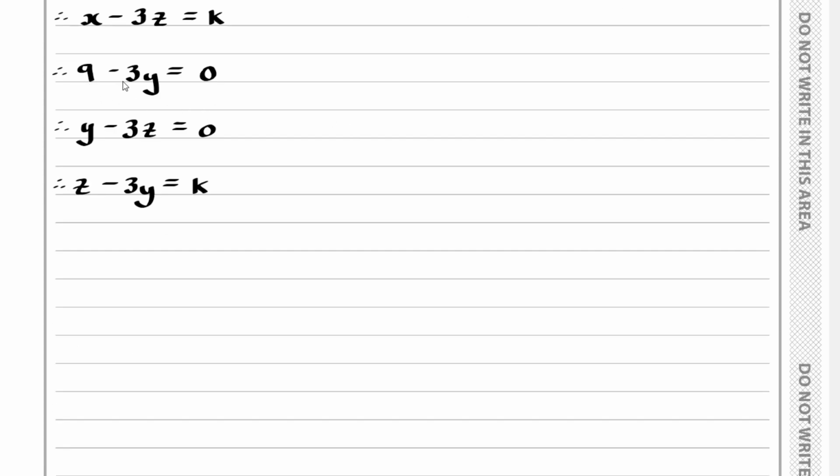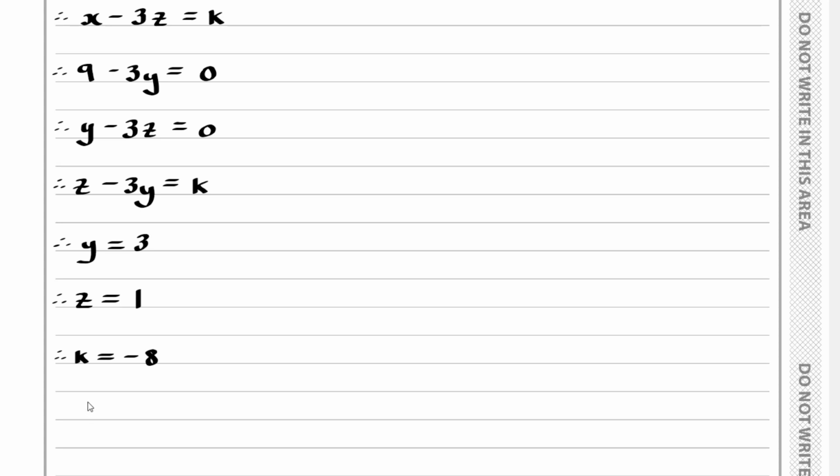If we have 9 subtract 3Y equals 0, we can solve for Y. 9 will equal 3Y, in which case Y will equal 3. Now that we know what Y is, we can use this to find out what Z is. We have 3 subtract 3Z equals 0, and if we solve for Z, Z is equal to 1. Now that we know what Y and Z are, we can use this to find K. We have 1 subtract 3 multiplied by 3 equals K, so K is negative 8.